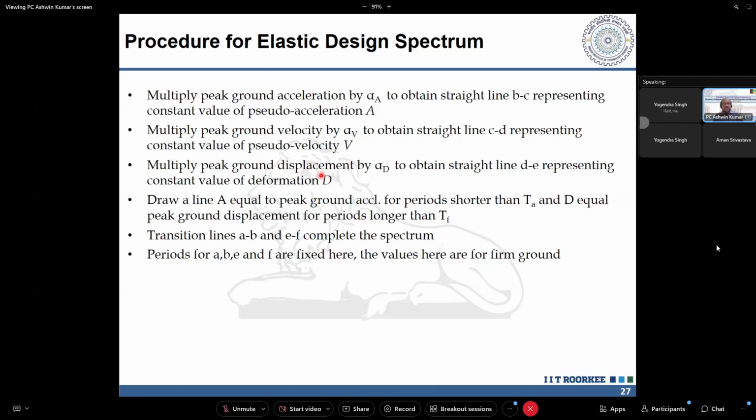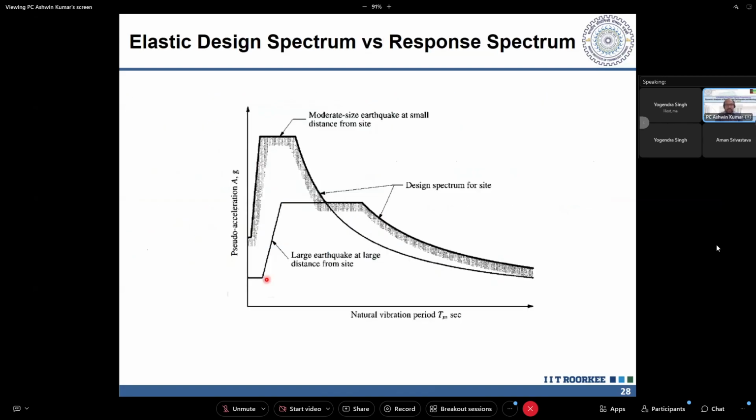And then joining the lines with respect to the peak ground acceleration for the low time period and the peak ground displacement for the high time period kind of system. I hope it is clear, right?